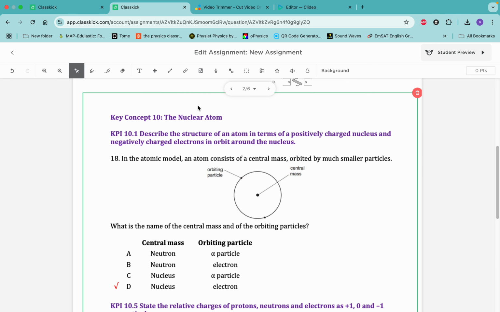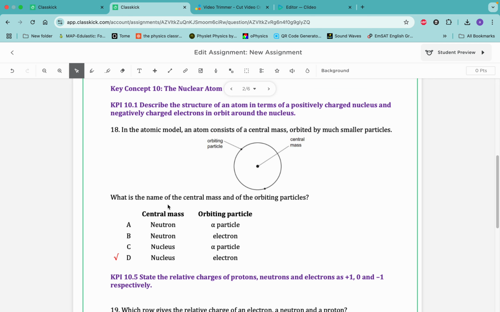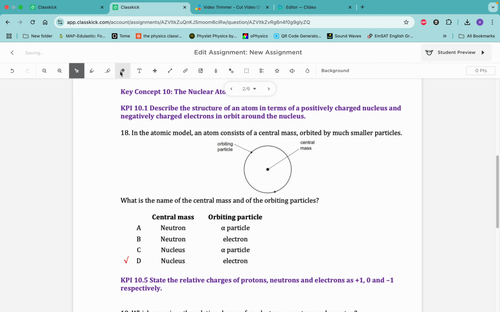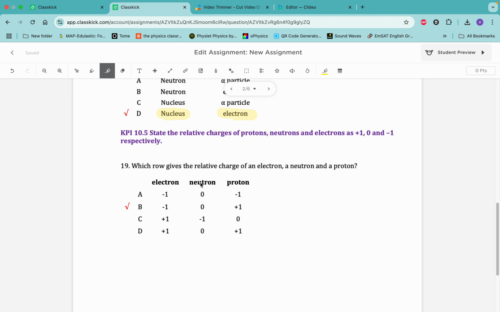Going to the first question here. In the atomic model, what is the name of the central mass and of the orbiting particles? Of course, we know the central mass is known as the nucleus, and the orbiting particles are electrons. We have no problem in this question for sure.